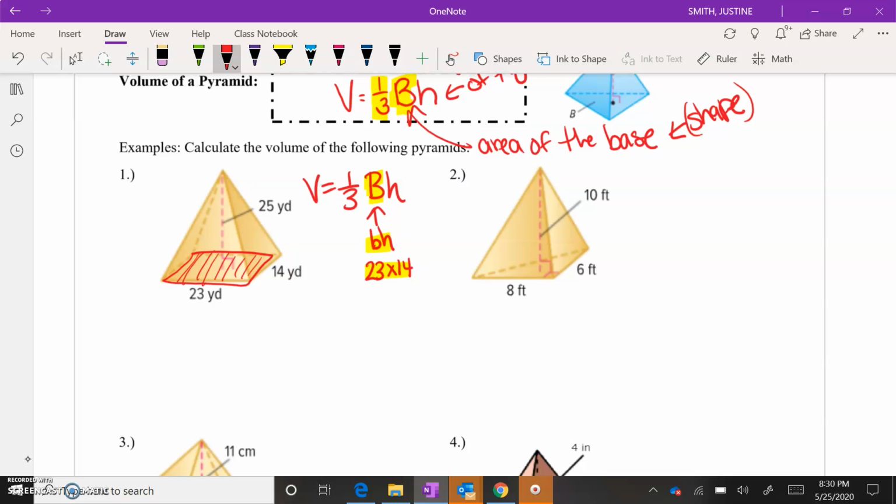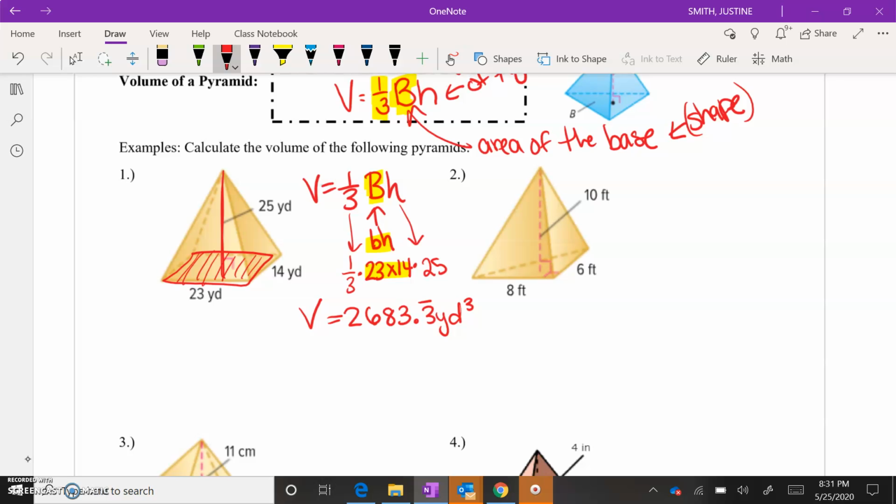So I'm going to bring everything else down. So 1/3 times 23 times 14 times the height of the whole entire figure, which is this 25 here. Then I'm going to just multiply that all out in my calculator. So 23 times 14 times 25 times 1/3 gives me about 2,683.3 repeating yards cubed. So this is the volume of that pyramid.